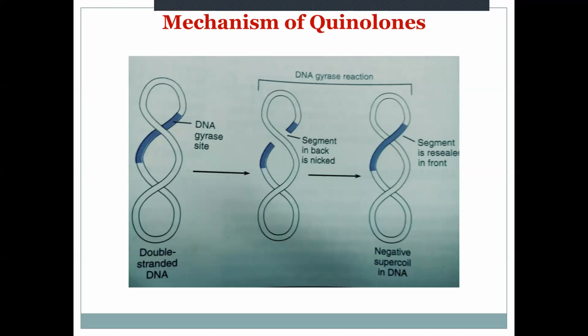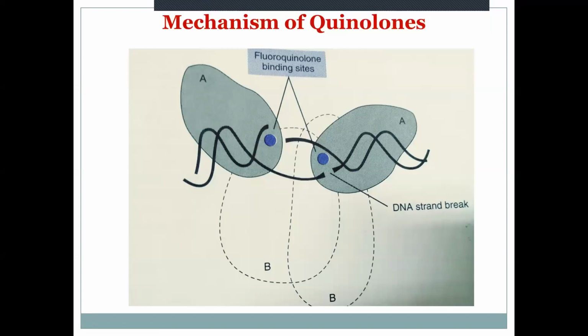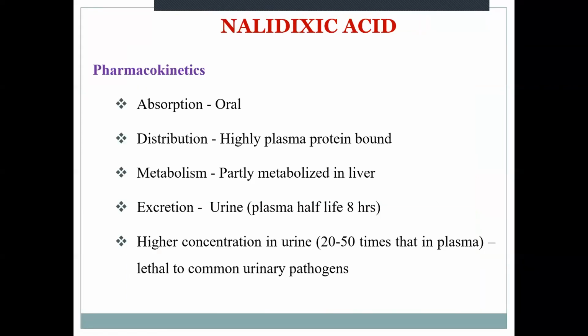So what happens here is, since the drug binds to site A, it inhibits the regular process of negative supercoiling. As a result, the DNA strand breaks. DNA is an important aspect of the overall bacterial life cycle, so there is no possibility of survival of the bacteria, and bactericidal action takes place. Why have I revised the mechanism? Because the same mechanism is applicable to fluoroquinolones.